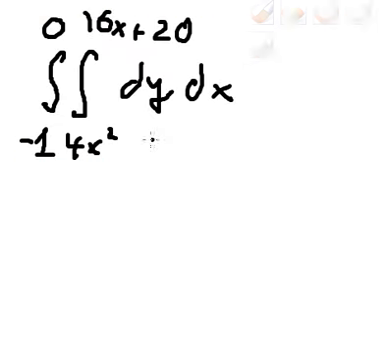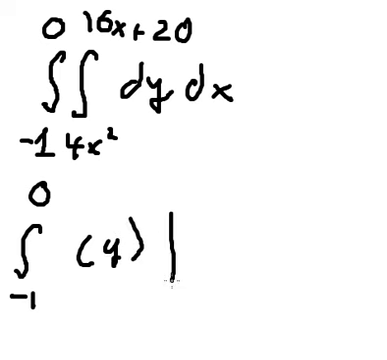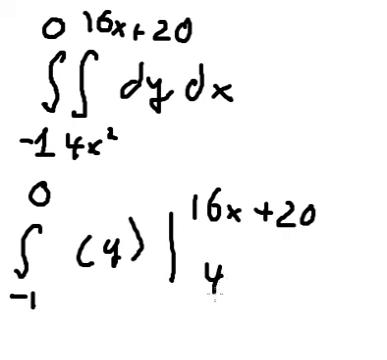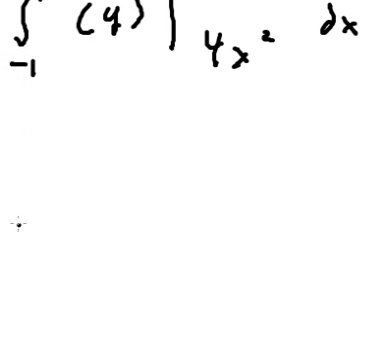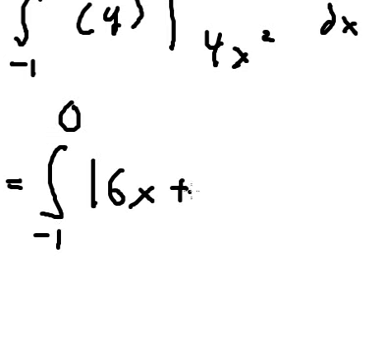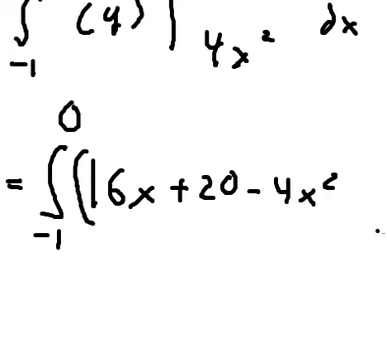So we just have only dy. If we do this integration in here, we have y, and we put the bounds from 16x plus 20 and 4x squared in here. So I will put this one in for y and 4x squared in here. And we will have 16x plus 20 minus 4x squared, everything dx.